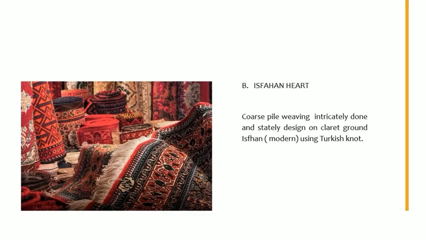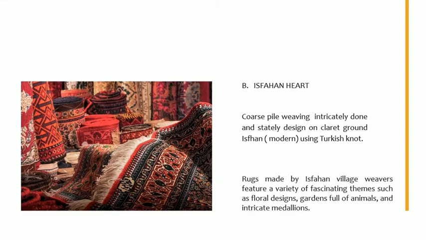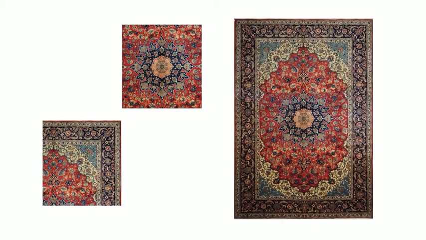Esfahan heart. Esfahan heart is a coarse pile weaving, intricately done, with a stately design on claret ground, using the Turkish knot. Rugs made by Esfahan village weavers feature a variety of fascinating themes, such as floral designs, gardens full of animals, and intricate medallions. This particular rug was made in the 1960s by village weavers in Esfahan.